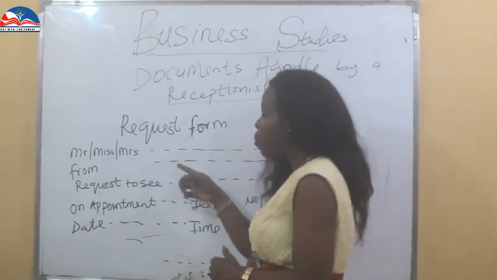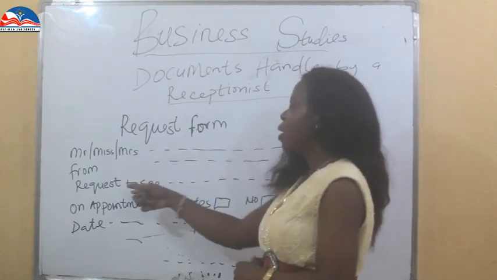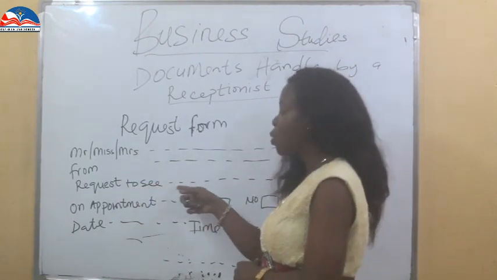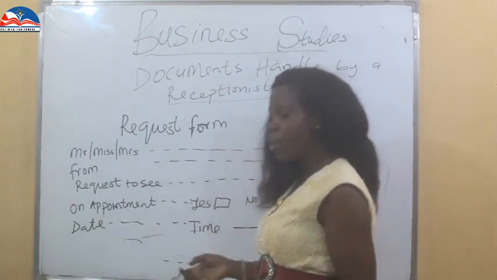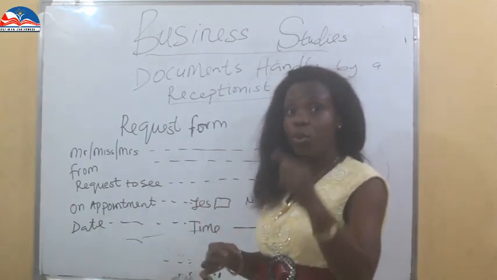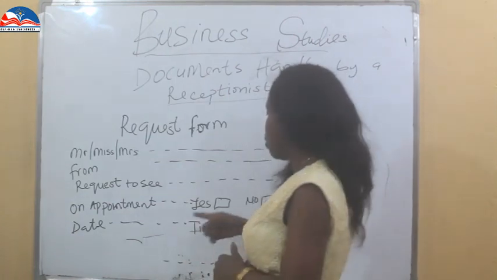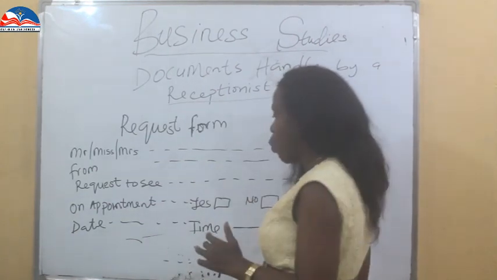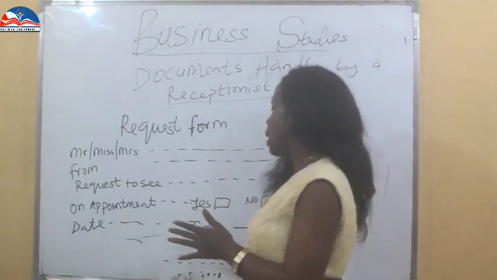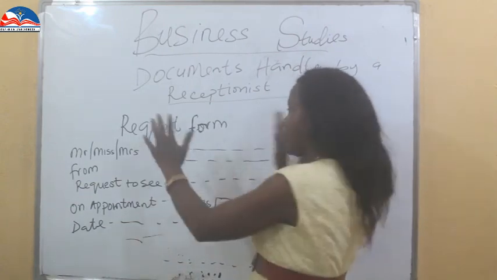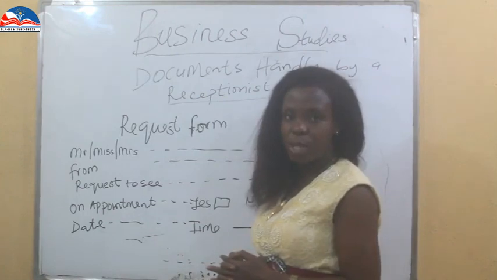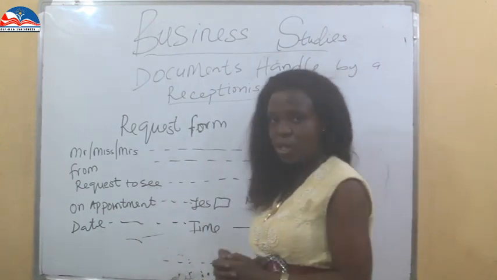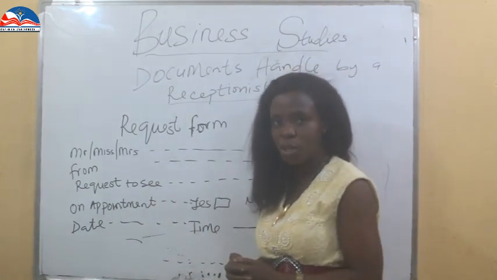You fill in the name of the person, where the person comes from, the request to see, who he is going to see, like you have in your visitor's note. On appointment, did they book an appointment? If it's an appointment, that's to say the person has told him to come on a particular date, you say yes. If no appointment, you say no. Then on what date and at what time. This is a format of a request form. Most public establishments use this form for their visitors or for those who come into the organization.